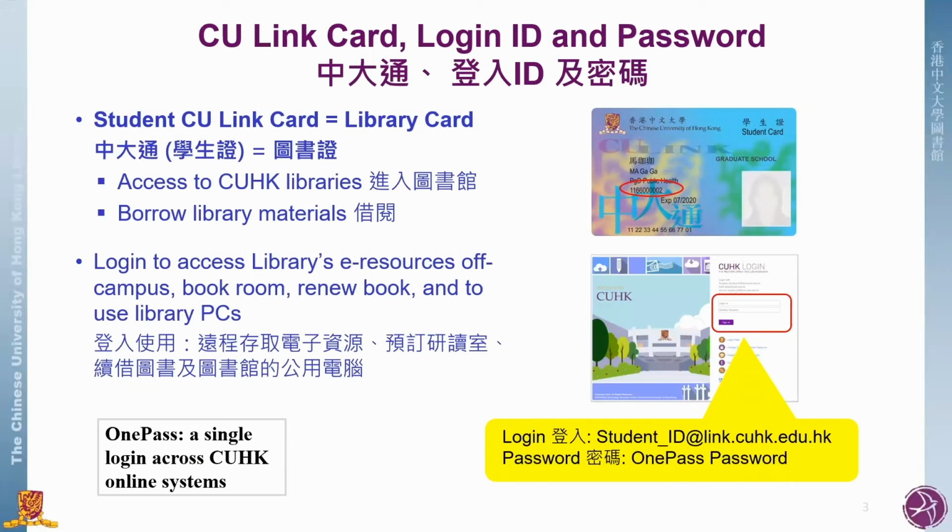Your Student CU-Link card is your library card for accessing the libraries and borrowing materials. When you access the library's e-resources off campus, reserve a group study room, renew books, or use library PCs, you will see this page. Please log in with your CUHK email address, that is your student ID at link.cuhk.edu.hk, and the password is your OnePass password.